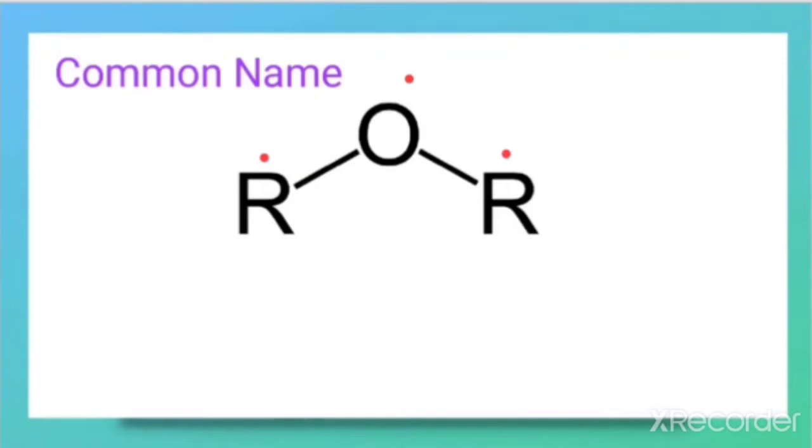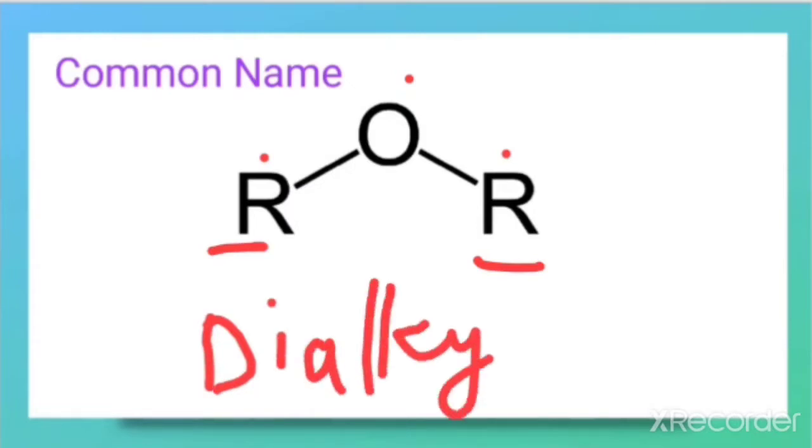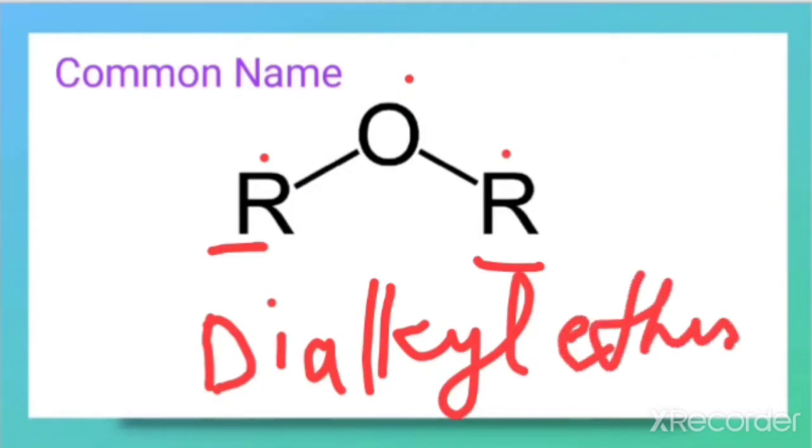In the case of symmetrical ethers, that means when the two alkyl groups are the same, like R and R, how do we name this one? Because the two alkyl groups are the same, I can use the word dialkyl, and we will end this name with ether. So how do we name this one? That is dialkyl ether.